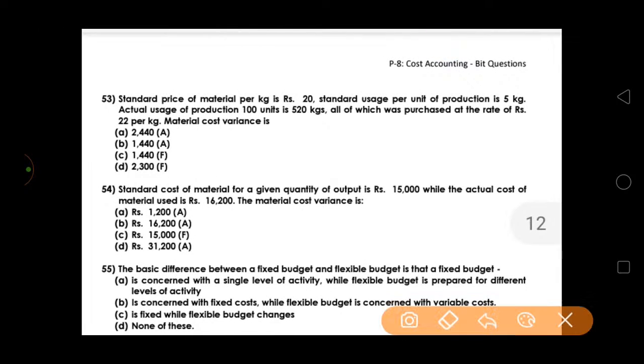Standard price of material per kg is 20. Standard usage per unit of production is 5 kg. Actual usage is 100 units, with 520 kgs purchased at the rate of rupees 22 per kg. We need to calculate the material cost variance.